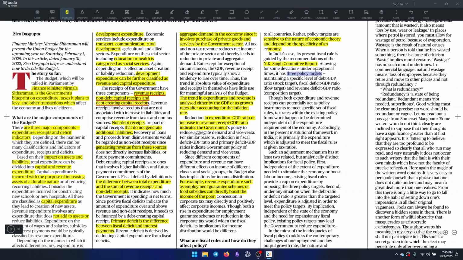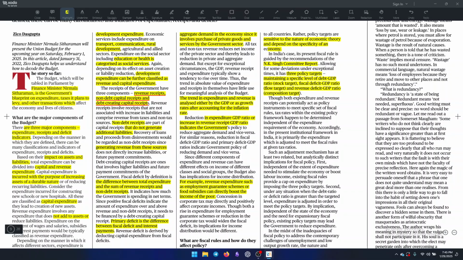It has three policy targets: a stock target, maintaining a specific level of debt to GDP ratio; a flow target, maintaining a specific level of fiscal deficit to GDP ratio; and a composition target, maintaining a specific level of revenue deficit to GDP ratio. Both expenditure and revenue receipts can potentially act as policy instruments to meet a specific set of fiscal rules.